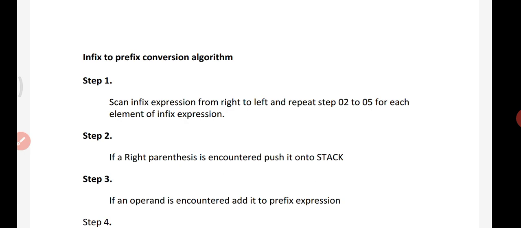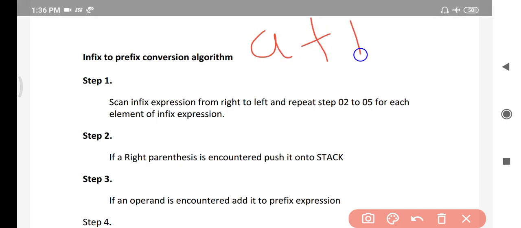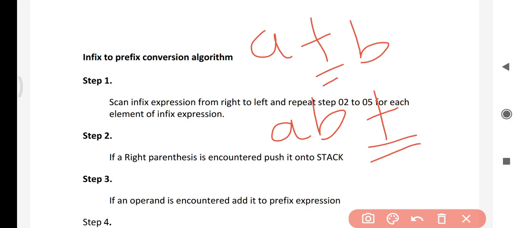Hello, in this video we are going to see the infix to prefix conversion algorithm. Earlier we have seen the infix to postfix algorithm. Once again I will repeat, this expression is an infix expression because the operator is in between the operands, and when the expression is written like this, AB+, where the operator is written after the operands, it is postfix.